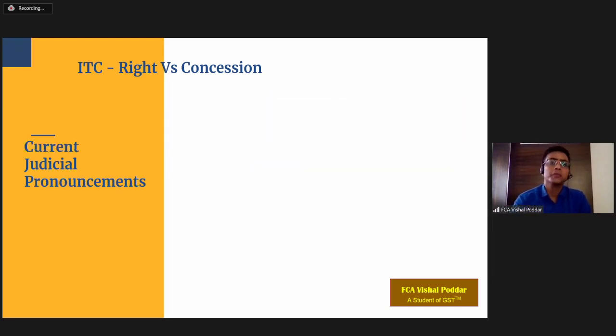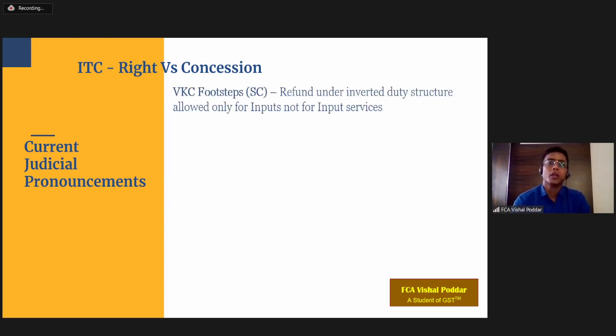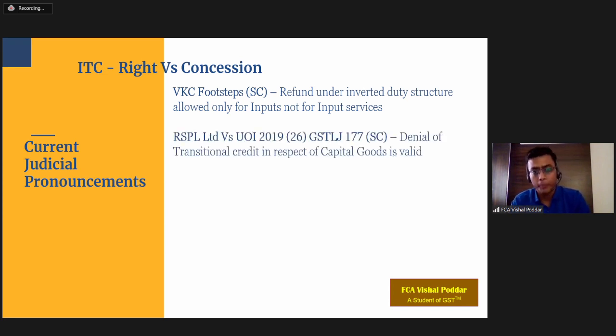Now, similarly, we have some judicial pronouncements even in the GST era. First, a very important one is VKC Footsteps, which related to the inverted duty structure refund, where we were contesting that we should be allowed credit of even input services. However, the Honorable Supreme Court clearly said that you will be allowed only credit of inputs, because that is how the scheme has been designed in the law.